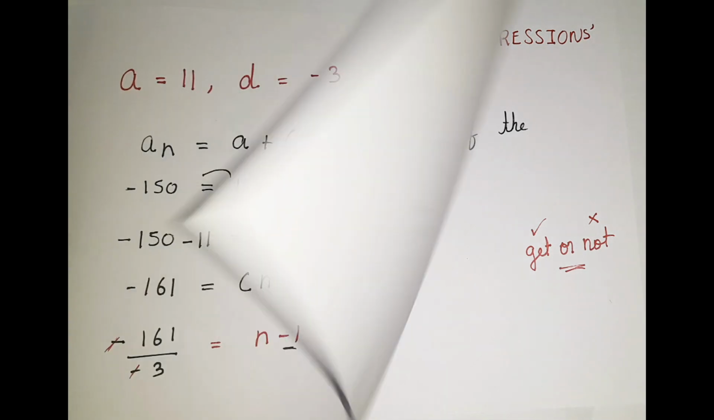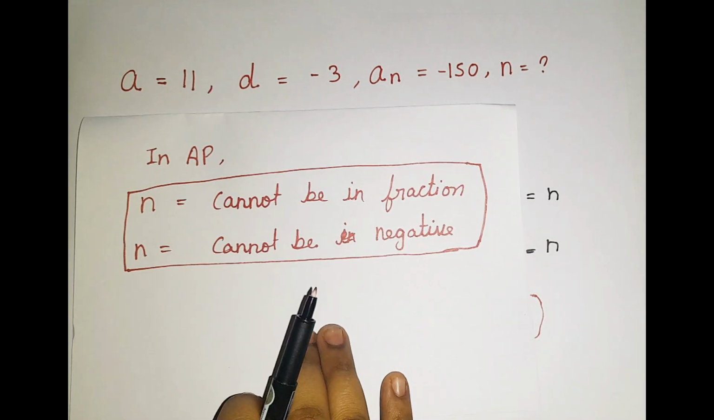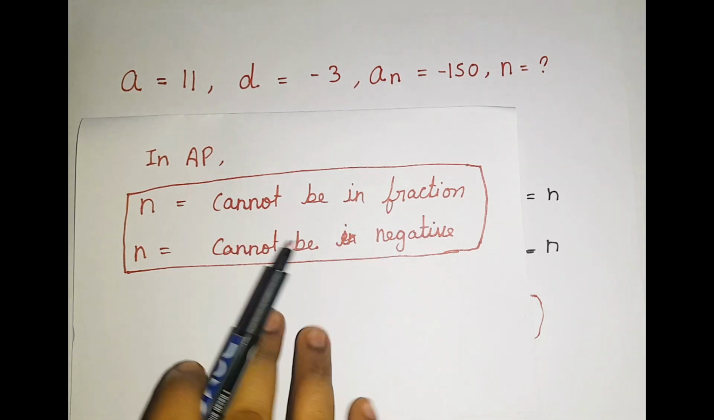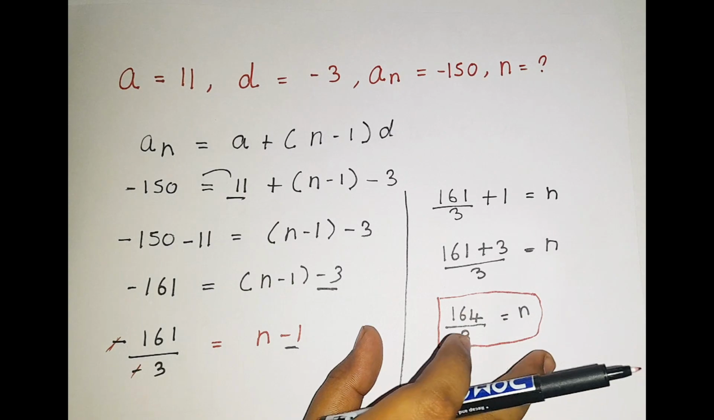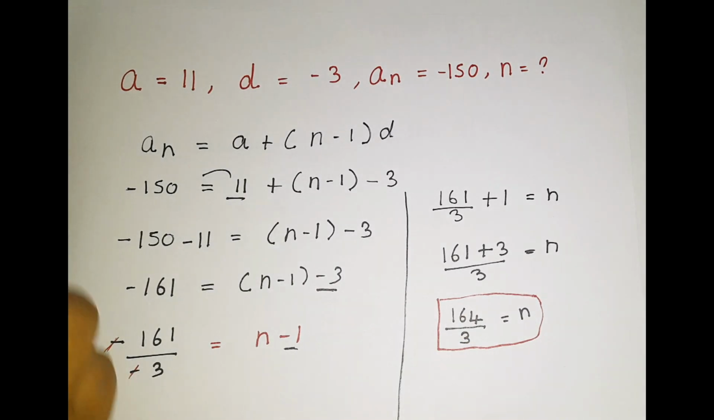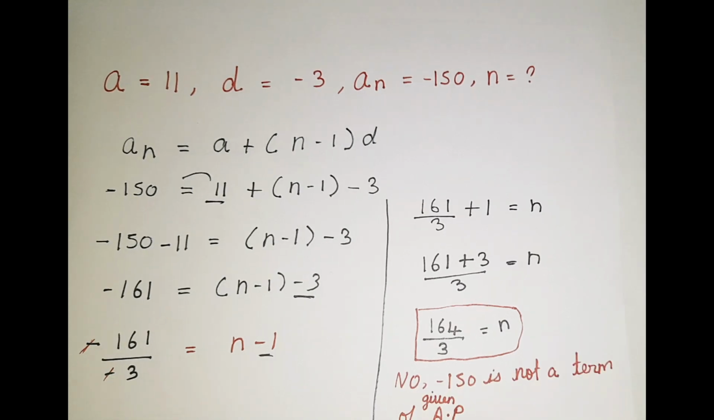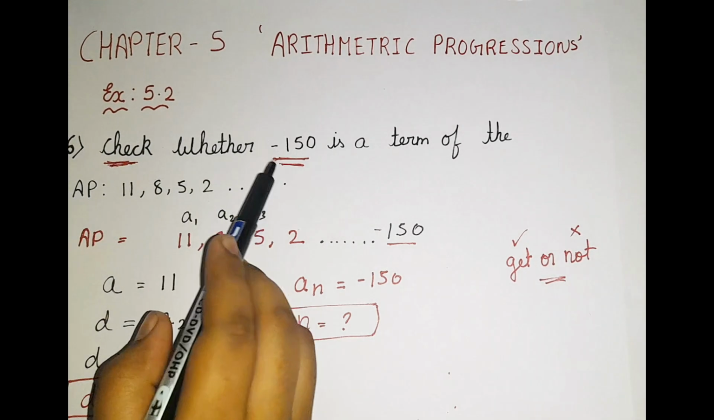Why? Because we got n is equal to 164 divided by 3, which is a fraction. I just told you guys that it cannot be a fraction, as well as it cannot be negative. So since here it is a fraction, I can say that this is not a term for this particular AP. So let me write that once again. Okay guys, so I just wrote that minus 150 is not a term of the given AP.